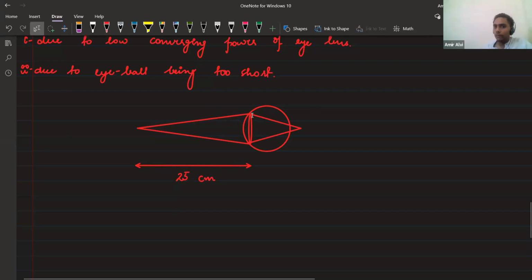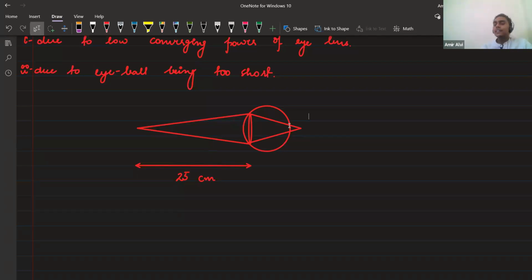Okay. So the power of the eye lens has decreased, right? The ability of the eye lens to converge the light rays has decreased. Therefore, the light rays are not converging at the retina. Instead, they are going beyond the retina. Clear, everyone? So they are going to pass through the whole eyeball.